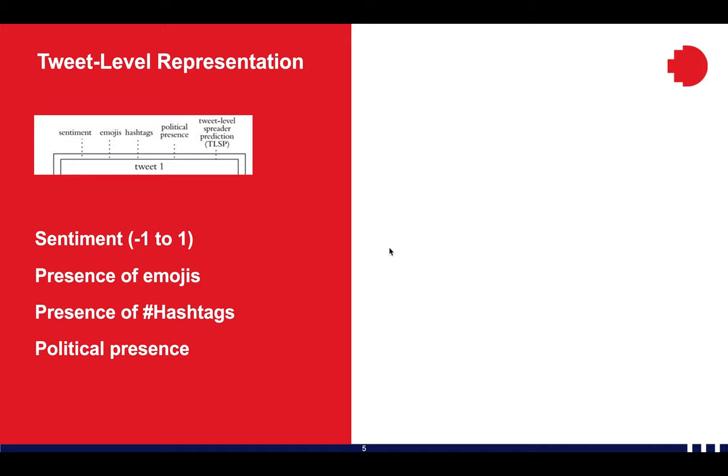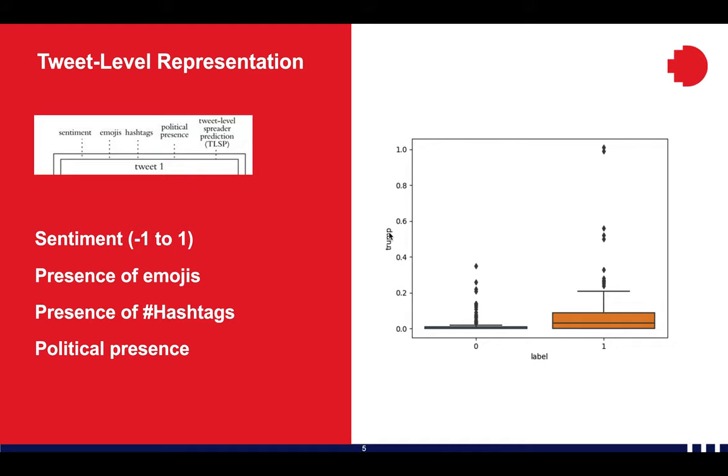Secondly, as you can see in the box plot, the frequency of mentioning Trump in the label 1 users is much higher than the label 0 users, which can possibly give us a good prediction result.